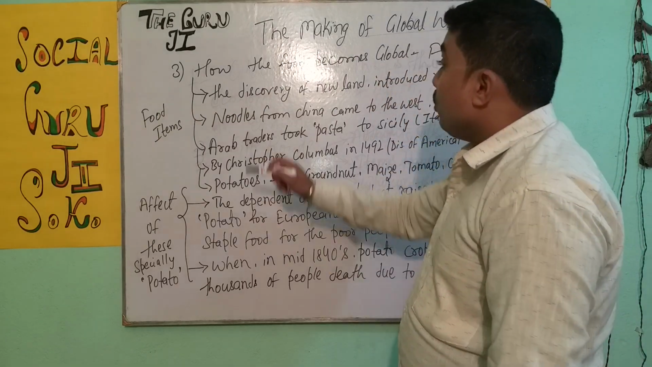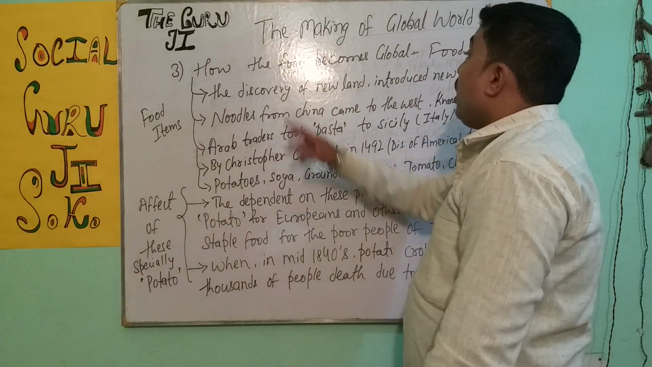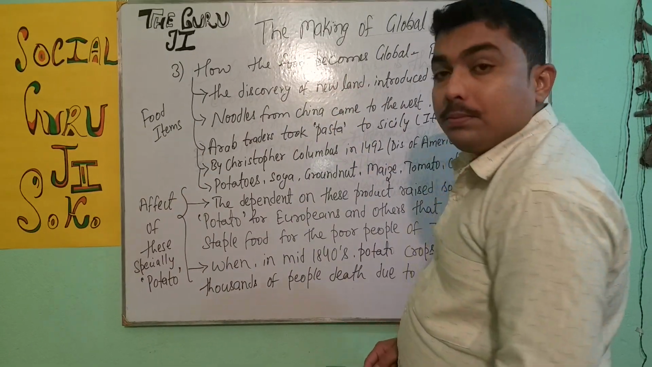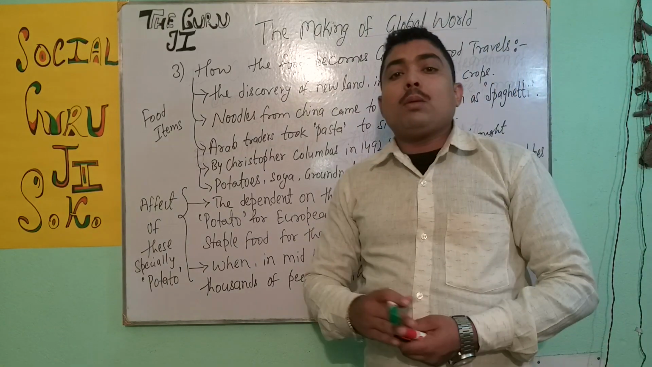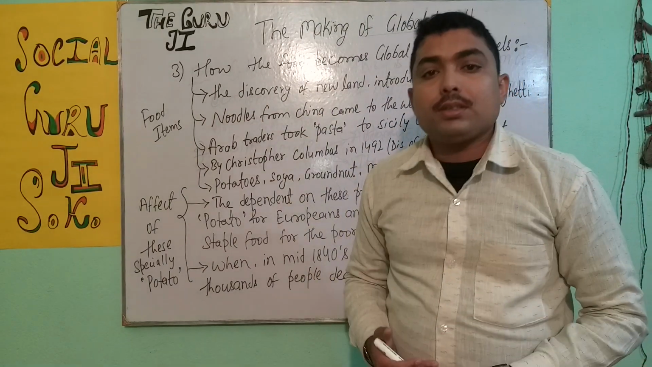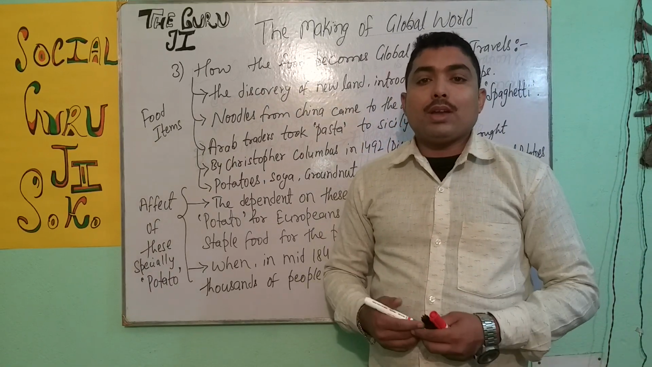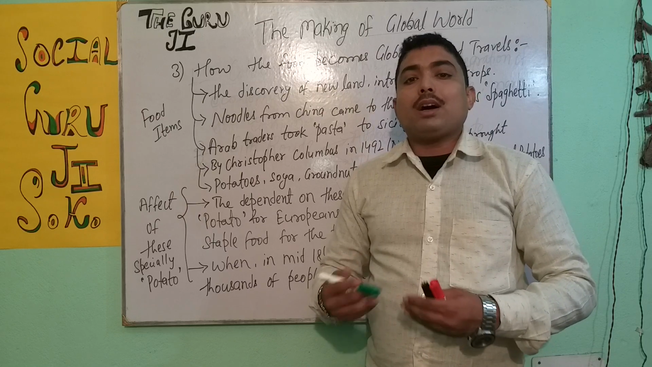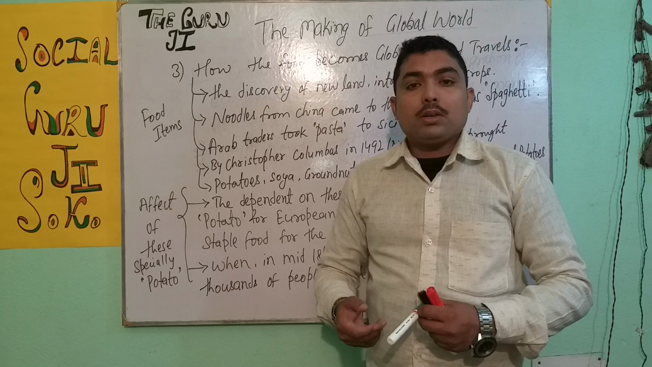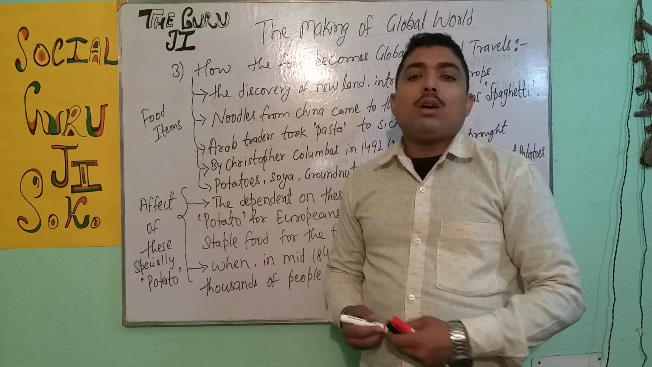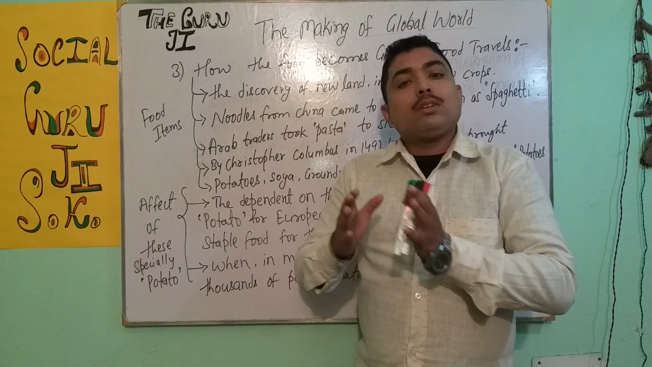Now, moving towards the third topic: how food became global, which means food travels. This is all about journeys. When the invaders and travelers started discovering new places, we got not only the new land but also all the resources of those places. So this is all about how food travels.